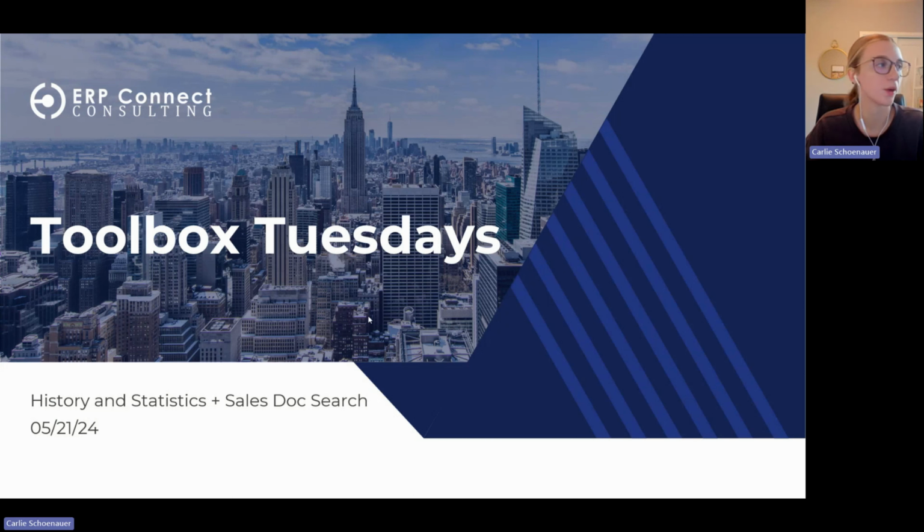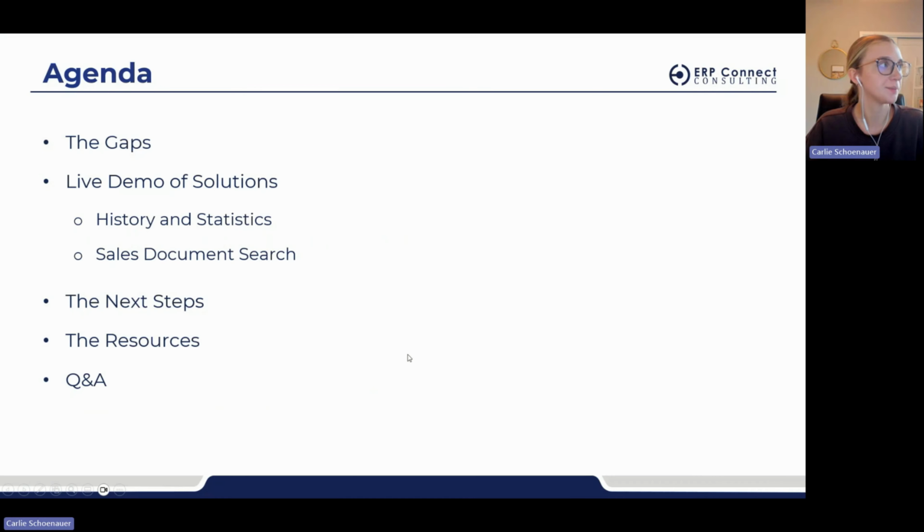As I said, we're going to be going over history and statistics and the sales document search today. I'm going to go ahead and get started here. So on the agenda today, we're going to be going over the gaps that this history and statistics extension is kind of solving inside of Business Central, the out-of-box gaps that history and statistics is meeting here. We're going to jump right into a live demo of the solution. So again, that'll be history and statistics, which also includes the sales document search.